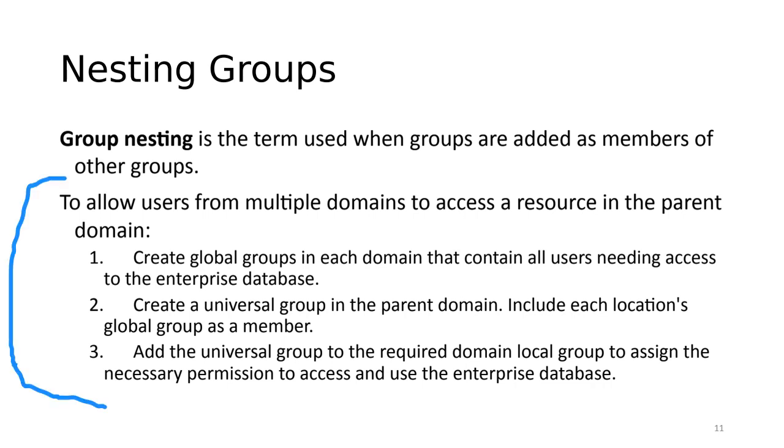First, you create a global group in each domain that contains all users needing access to the enterprise database. Then create a universal group in the parent domain. Include each location's global group as a member. Then add the universal group to the required domain local group. Last, the local group is used to assign the necessary permission to access and use the enterprise database. So I put them as members in the local group, then I assign the permission. This is what we will do in the lab later.